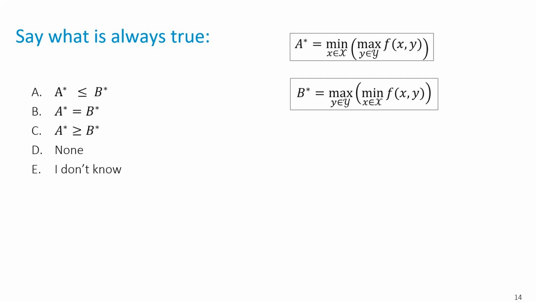Let us start with a small drill on min and max. I'm proposing here two formulas. I have a function of two variables, x and y, where x varies in a set capital X and y in a set capital Y. I maximize with respect to y, then I take the minimum of that, or I do the other way around. I want to have the x that minimizes and the y that maximizes, but I do the minimization in x first. Is there a difference in doing any of this?